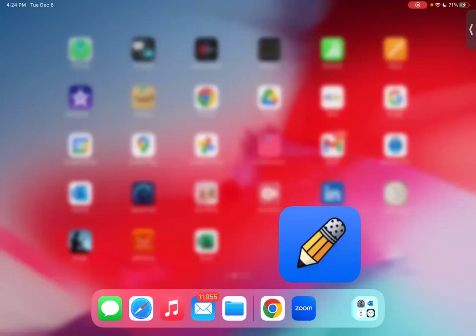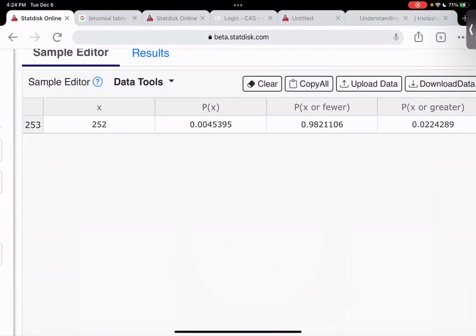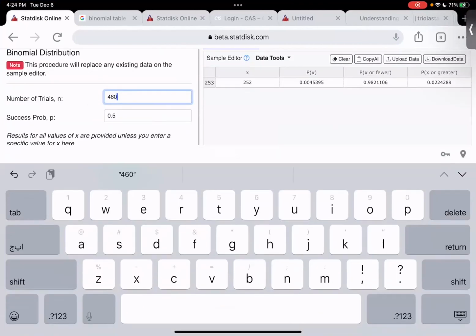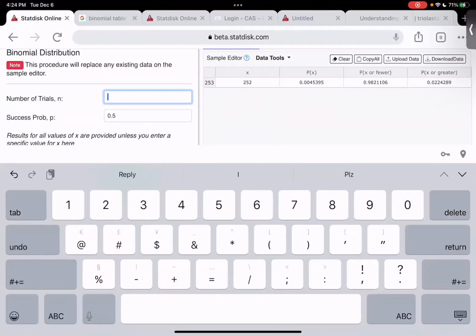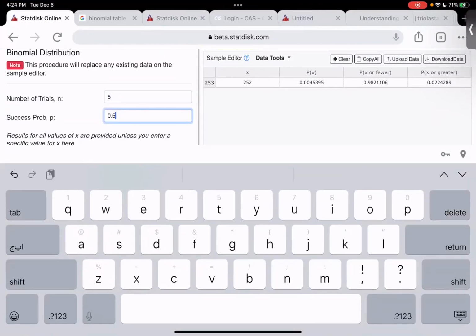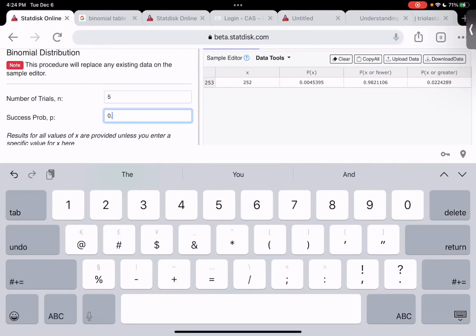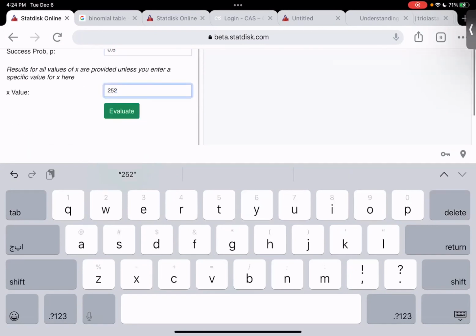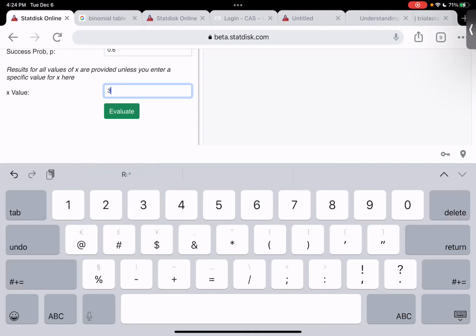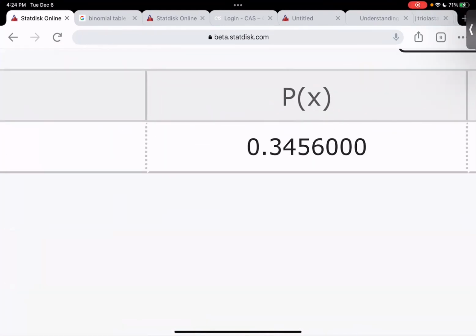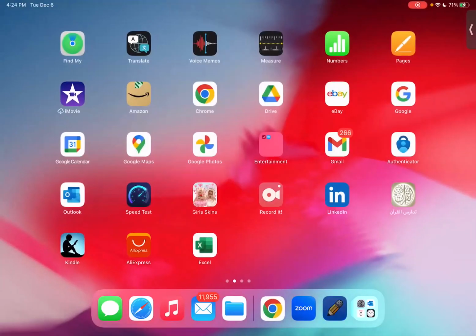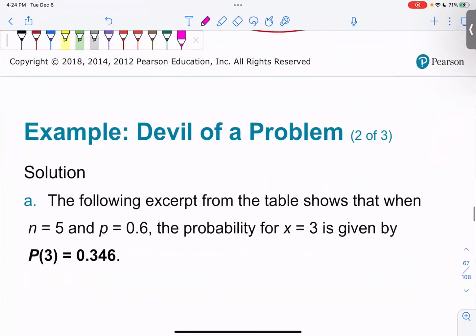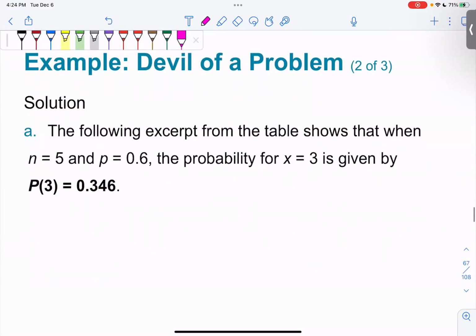And again, we can use technology for that, right? Just go here. We have 5 and probability of success 0.6. And we have this value, exactly 3, which is this value, 0.346.